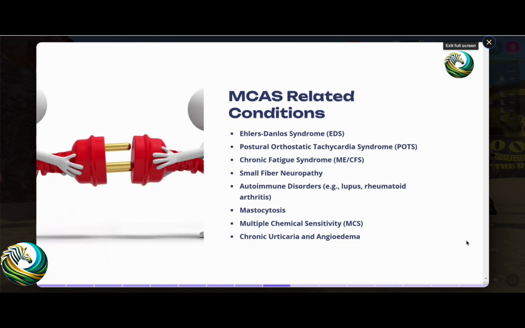We usually talk a lot about Ehlers-Danlos syndrome, also more commonly known as hypermobility, which I have and we talked about a lot. This is what ParaMotion is all about. So it's a common comorbidity for that. And also POTS, I know some of you that we've talked about POTS before have it, and chronic fatigue syndrome, small fiber neuropathy, autoimmune disorders like lupus or arthritis. And you have multiple chemical sensitivities and a lot of other conditions like chronic urticaria and angioedema. So it's a lot of Latin words, you guys. Sorry about it. Mastocytosis as well.